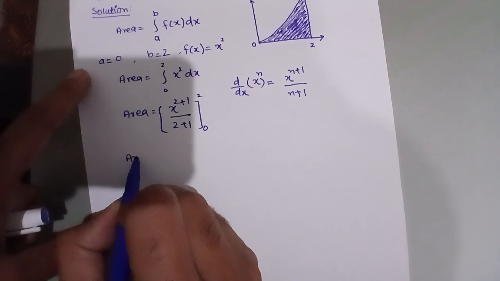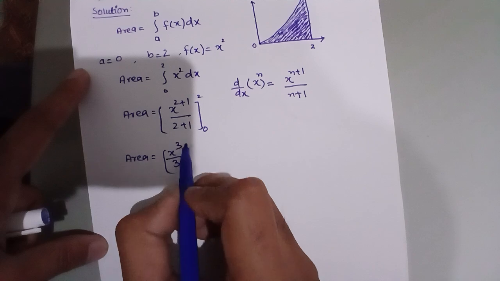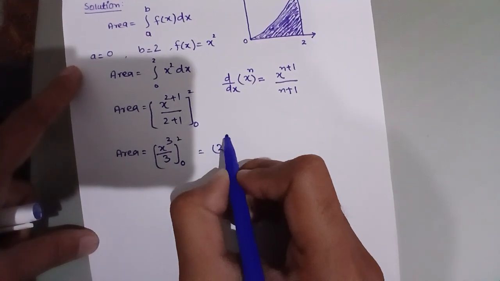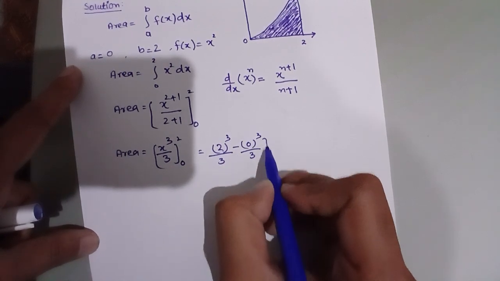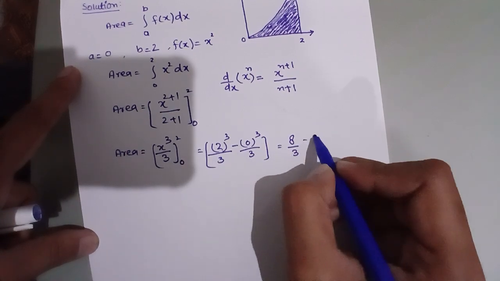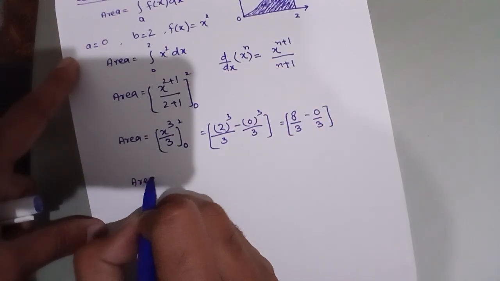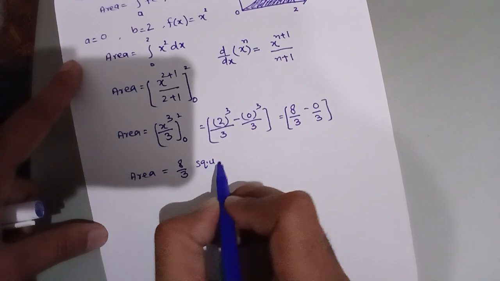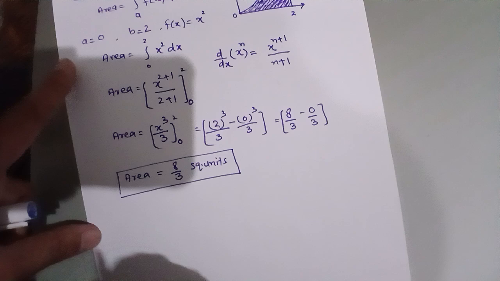Now area A is equal to x cube divided by 3 with limits 2 and 0. Now we will put in the values of these limits: 2 cube divided by 3 minus the lower limit cubed divided by 3, and we will solve it. It comes out to be 8 by 3 minus 0, and the area under this parabolic curve is 8 by 3 square units, whatever the units are, meter, centimeter or others.